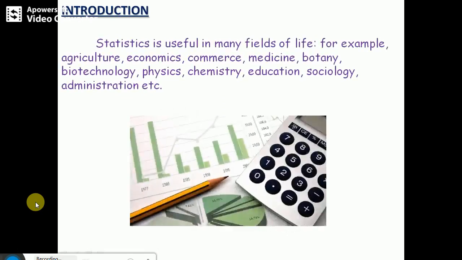What is statistics? Statistics is nothing but a mathematical tool to analyze some quantitative data. There are so many fields in which statistics is used, for example agriculture, economics, commerce, medicine, chemistry, education, etc. There are so many sectors in which such statistical tools are used to analyze the data and to draw a particular opinion from that data.